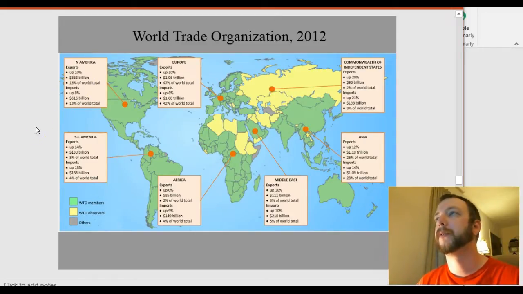And this is just showing you the exports and the imports, the total percentages of the economy. I think this is a nice map that just brings it all together.